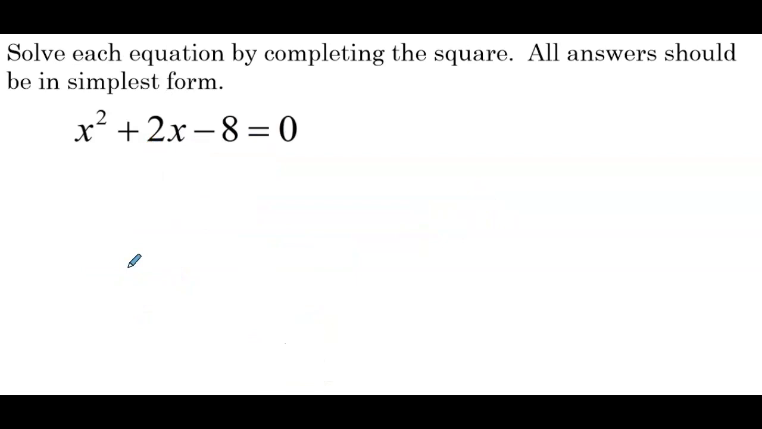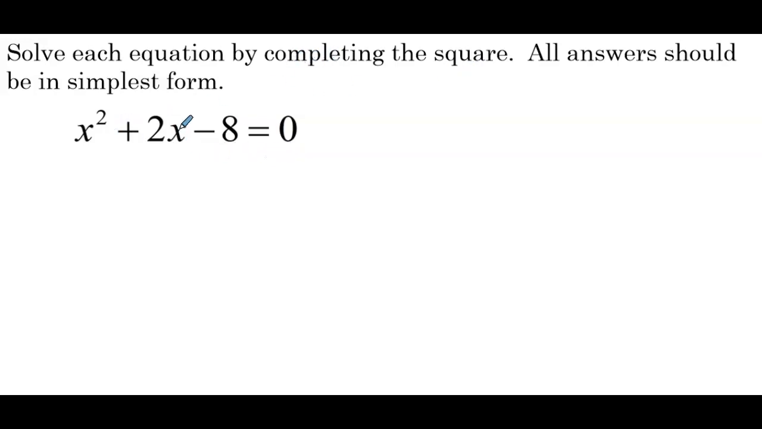So our directions: solve each equation by completing the square. All answers should be in simplest form. So we have x² + 2x - 8 = 0 as our first equation. So just as with any quadratic, I always want it equal to 0 before I start, because whether I'm using factoring or completing the square, we'll stay consistent with that idea of setting a quadratic equal to 0 to solve.